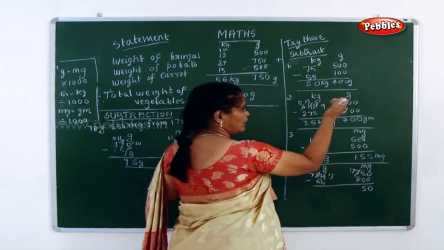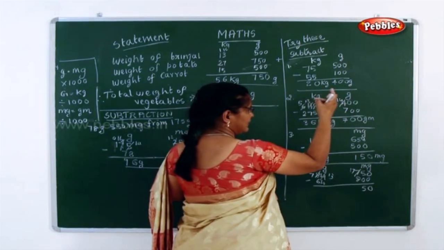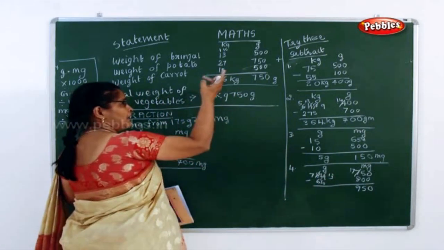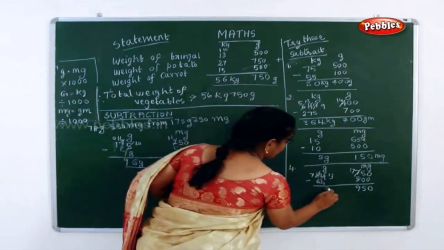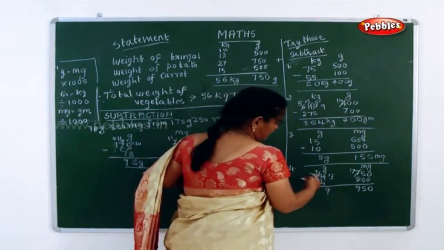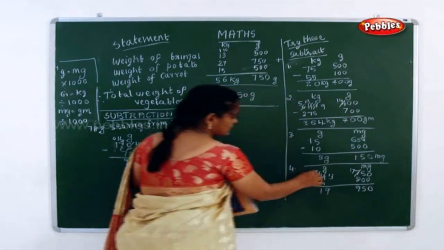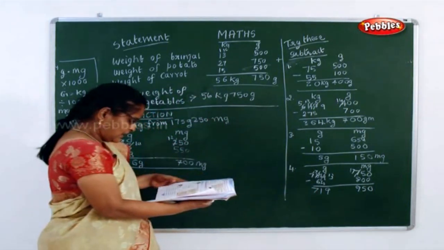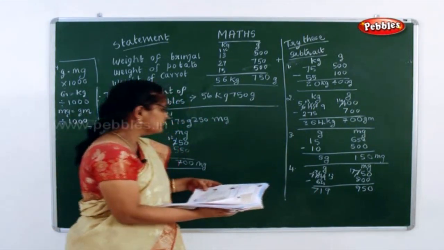16, 15, 14, 13, 12, 11, 10, 9. Now what is 13 minus 4? 12, 11, 10, 9. Now what is the 7? It will become 7 because you are borrowing from here. So what is 7 minus 6? It is 1. The 7 will become same. So it is 719.